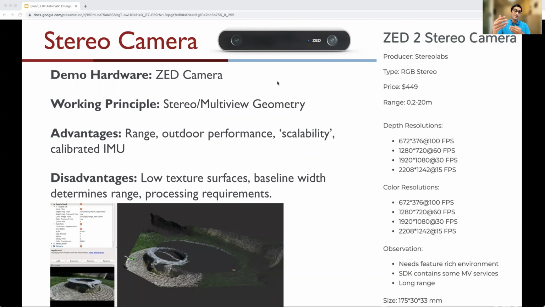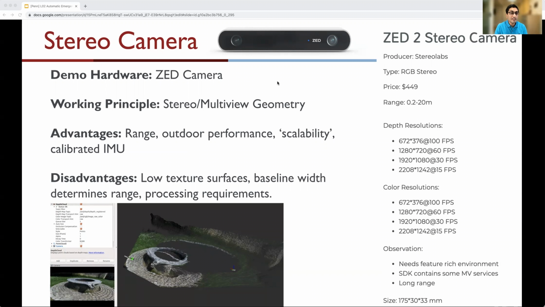It also has a good range. The advertised range is about 20 meters, but effectively we've seen about 12 meters of range, and then the noise starts to increase. And it has good outdoor performance and good scalability because there are many Python-based examples in the SDK. And all the sensors I'll talk about today, they all have ROS drivers and interfaces, and they easily plug in and can be installed in the system with no hangups. So this system also includes a calibrated IMU to detect camera movement.